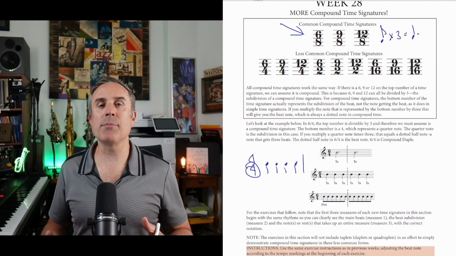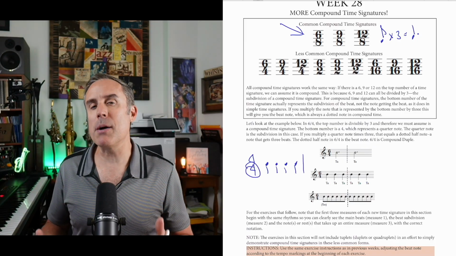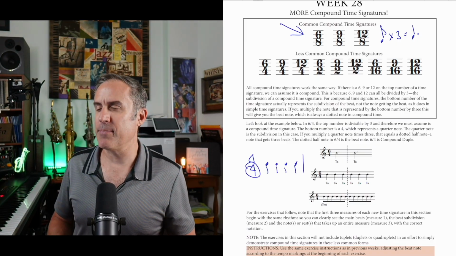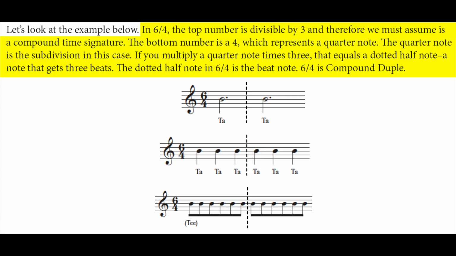And while we're talking about time signatures with 4 on the bottom, let's talk about 6-4. Let's talk about this example right here. In 6-4, the top number is divisible by 3, and therefore we must assume it is a compound time signature. The bottom number is a 4, which we just talked about represents a quarter note. The quarter note is the subdivision of the beat in this case. If you multiply a quarter note times 3, that equals a dotted half note, a note that normally gets 3 beats or 3 quarter notes. The dotted half note in this case in 6-4 is the beat note.